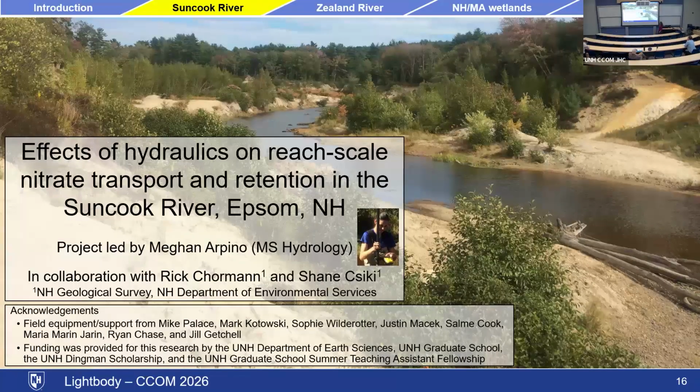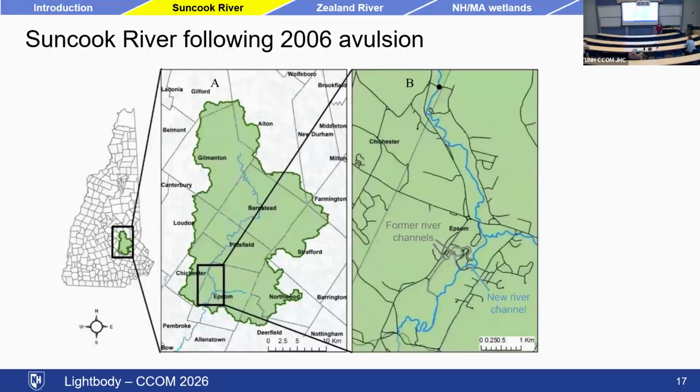So I'm going to start by taking us to the Suncook River in Epsom, which is just a little bit west on Route 4. If you've driven to Concord, you've driven right through the Epsom traffic circle, and just south of there, you may or may not be aware, there was a major avulsion of the river in 2006. In a very large flood, the river jumped out of its former river channels and it carved a totally new river channel through a glacial deposit.